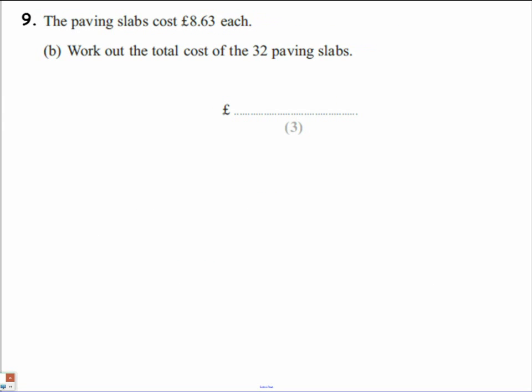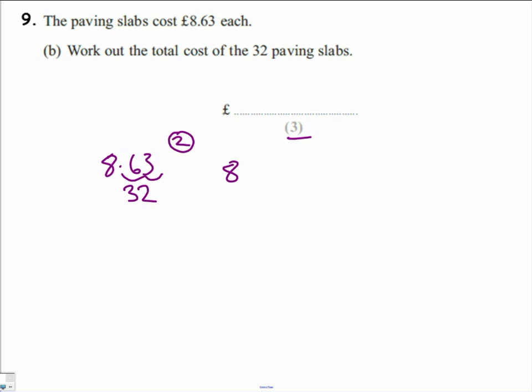Question 9b. The paving slabs cost £8.36 each. Work out the total cost of 32 paving slabs. So this question for 3 marks is asking, can you multiply a decimal number and a large number? So we've got £8.63, and we're going to multiply it by 32. Now the trick for multiplying decimals could be that you move the decimal point and say, if I move it 2 places to the right, and remember that, it becomes 863 times 32.